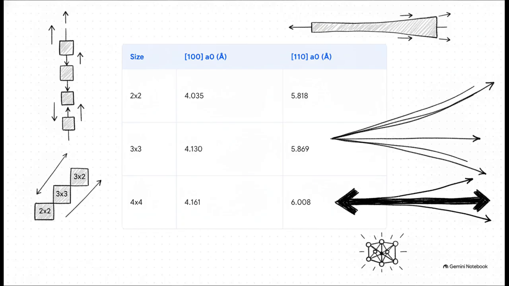But wow, look at the 110 direction. It results in significantly wider parameters of 5.818, 5.869, and 6.008 angstroms for those same formation units. This proves absolutely that crystallographic orientation heavily dictates structural dimensions.